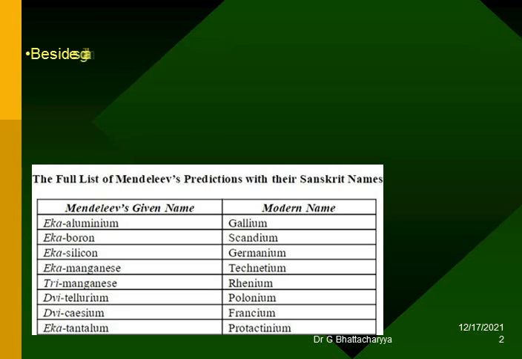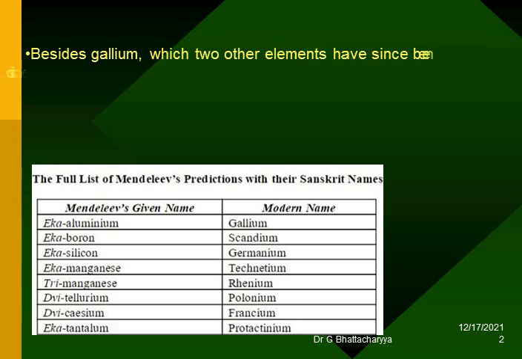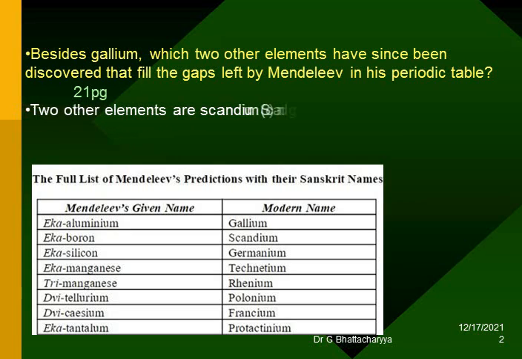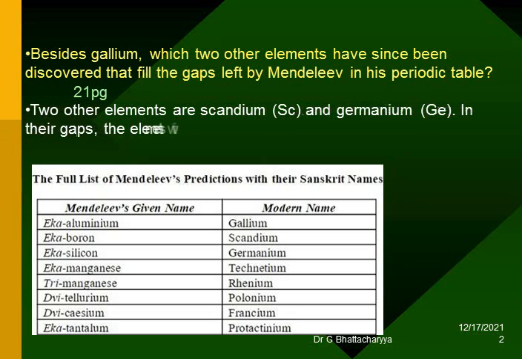Besides gallium, which two other elements have since been discovered that fill the gaps left by Mendeleev in his periodic table? Two other elements are scandium, Sc, and germanium, Ge. In their gaps, the elements with names Eka boron and Eka silicon were placed.